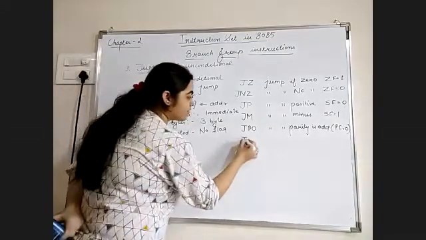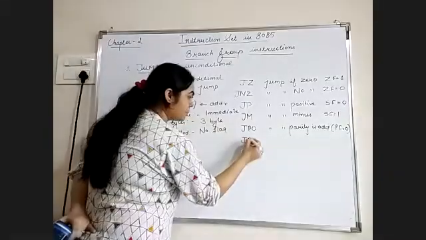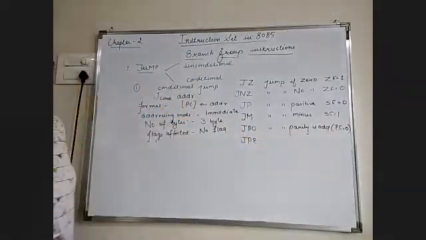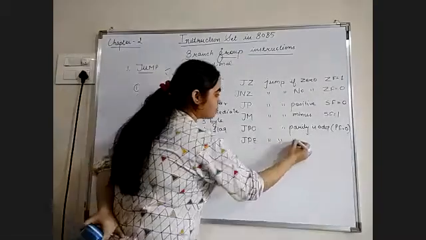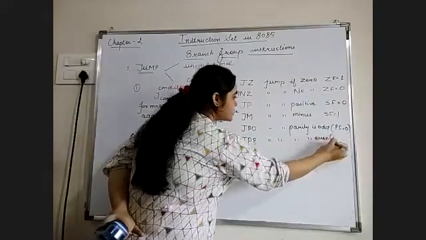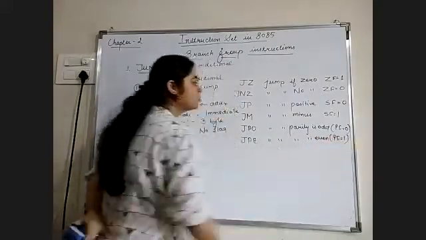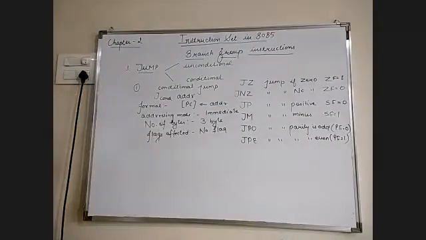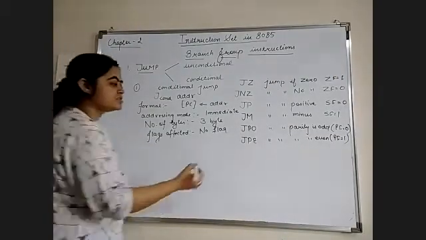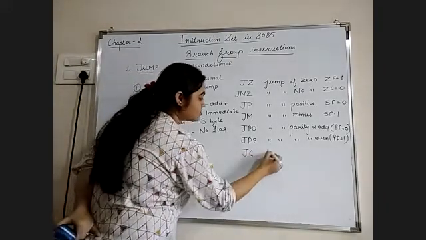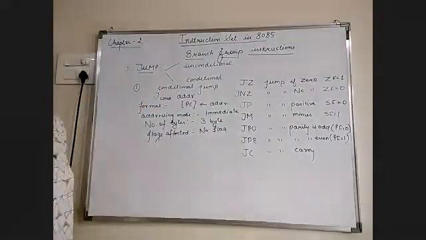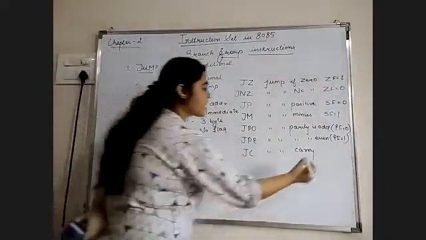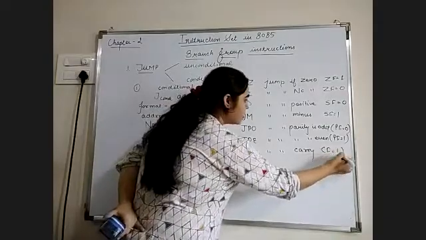Next we have JPE. This instruction means jump if parity is even. So when the parity is even, the parity flag is equal to 1. Then after JPE, next we have JC. JC means jump if carry. So if in a result carry is generated, the carry flag is having what value? Carry flag is having 1 value.